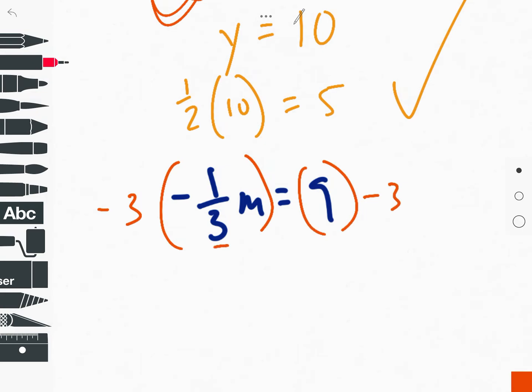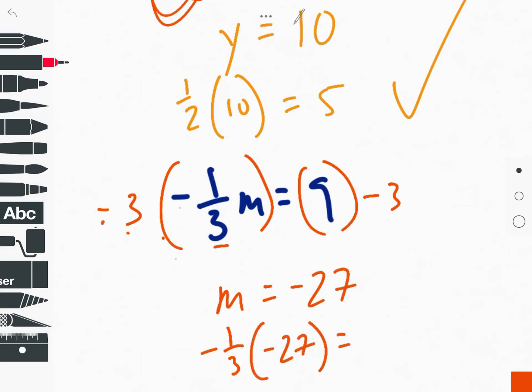So actually, let's do it this way. A third of 3 is 1. A negative times a negative will be positive. Because I don't want to know what a negative m is. I want to know what 1m is. So 3 times negative 3 is negative 27. Let's look at that back at the original problem. Negative 1/3 of negative 27 is indeed, believe it or not, positive 9.